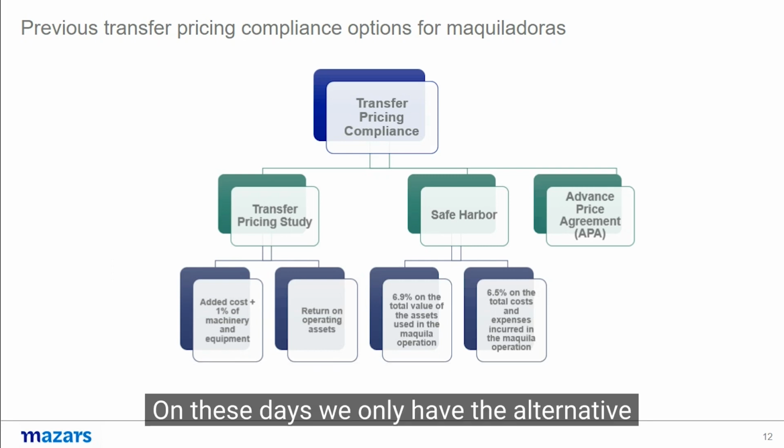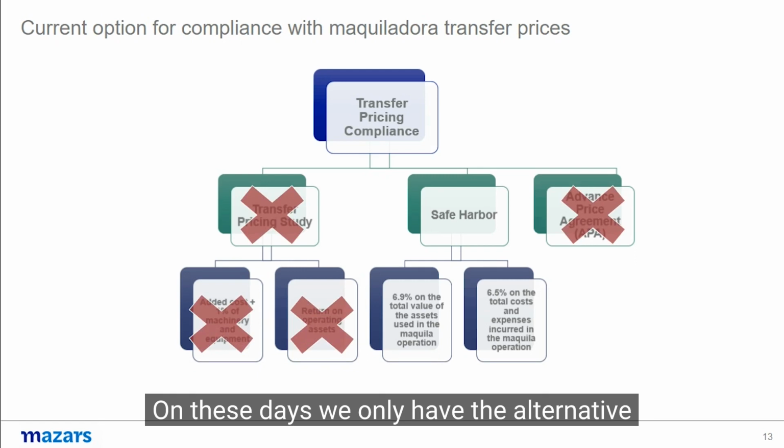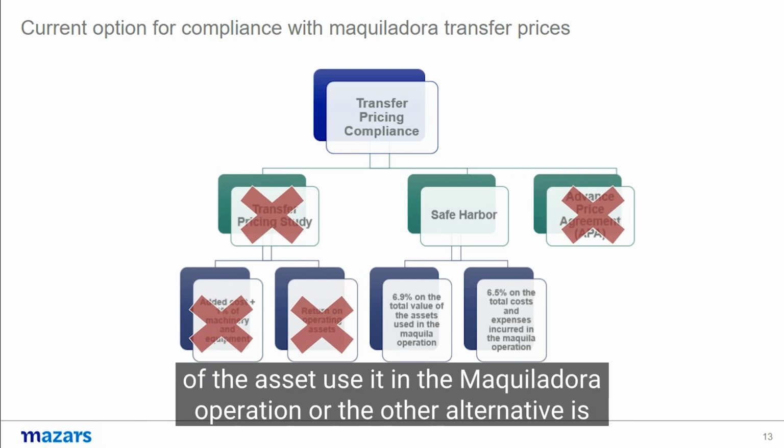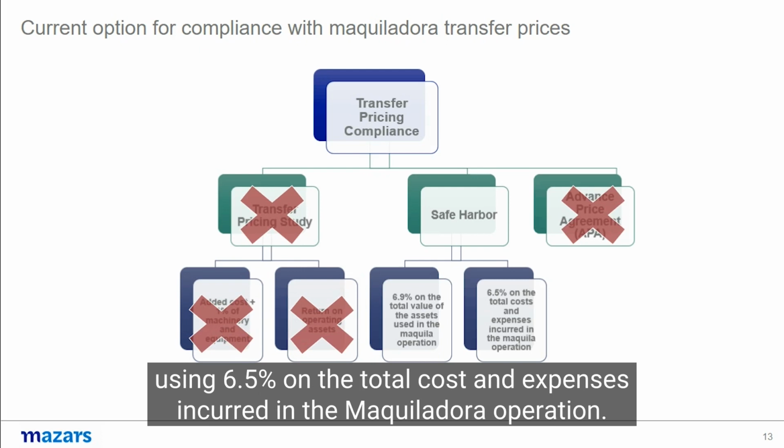These days, we only have the alternative called safe harbor, which is based on 6.9% on the total value of the assets used in the Maquiladora operation, or the other alternative, which is using 6.5% on the total cost and expenses incurred in the Maquiladora operation.